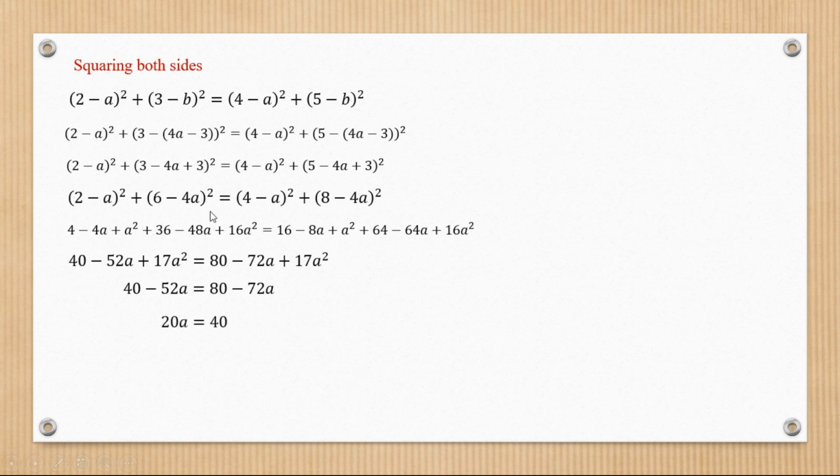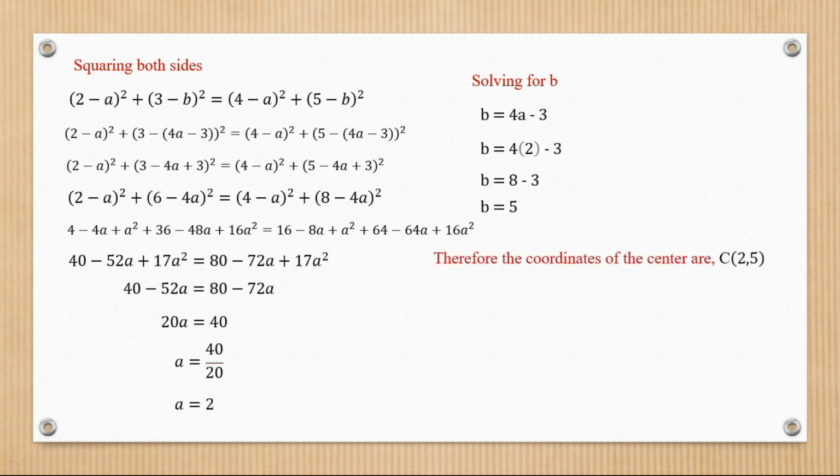Collecting like terms, if I bring this 40 to this side, 80 minus 40 gives me 40. Then take the 72a to this side, and I'll have 72a minus 52a, which gives me 20a. Now if I make a the subject, a is equal to 40 over 20, so a is equal to 2. Now that we know the value of a, we can find the value of b. Remember that b is 4a minus 3, so plugging that in, b is equal to 5. Since we know the values of a and b, the coordinates of the center are (2, 5).